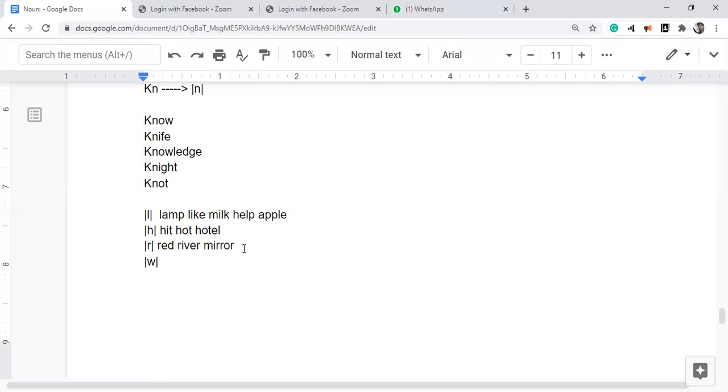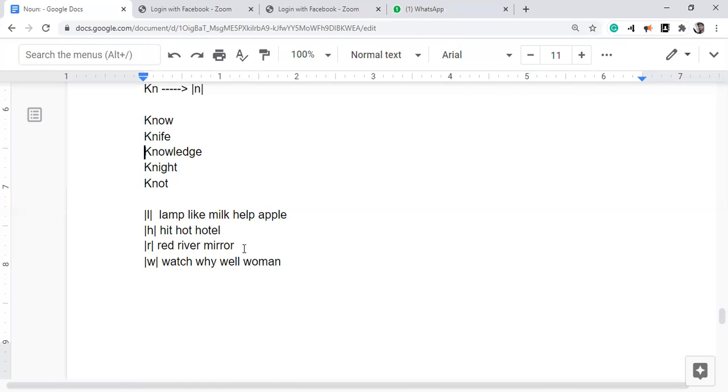When you utter this sound, your lips will get rounded. For example, watch, why, well, woman. Okay, repeat the sound. What watch, what why, what well, what woman. Okay, simple.